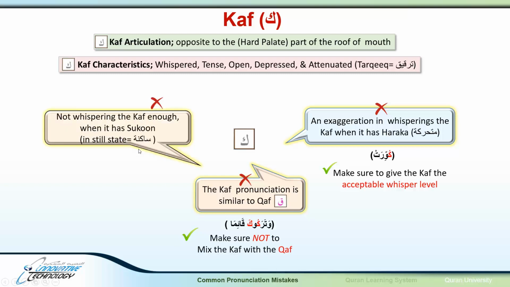The last mistake for the kaf is the opposite of the first one. In the first we were exaggerating the whispering. Here we're not whispering at all. We're not whispering the kaf enough when it has sukoon, when it is in the still state. An example of that was this. Zikr-ak, with no whisper. And let's listen to Sheikh Al-Husari pronouncing it properly. Concentrate on the kaf. ذكرك Zikrak. So there is some whispering left there, and what you need is to make sure to award enough whispering characteristic to the kaf to make it apparent and not to amputate it.